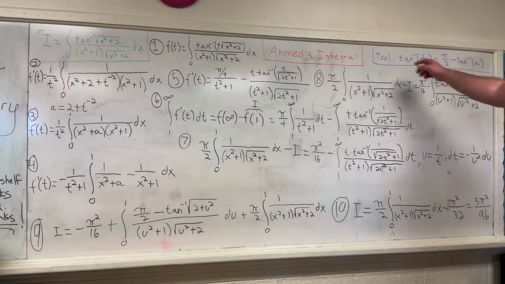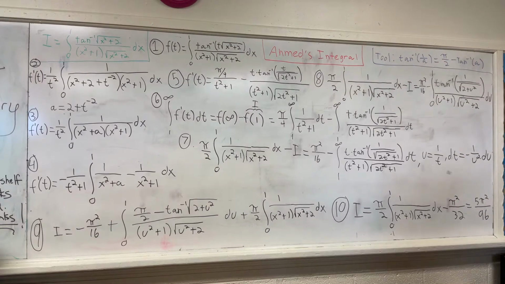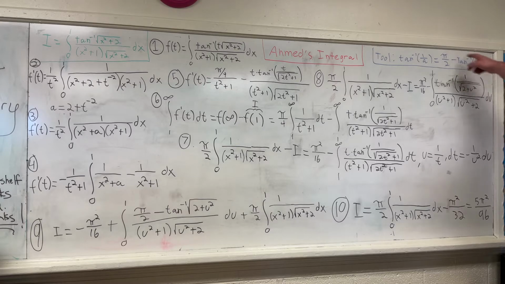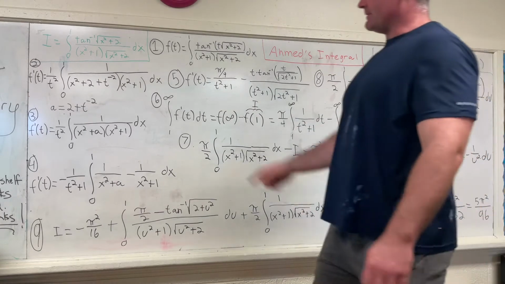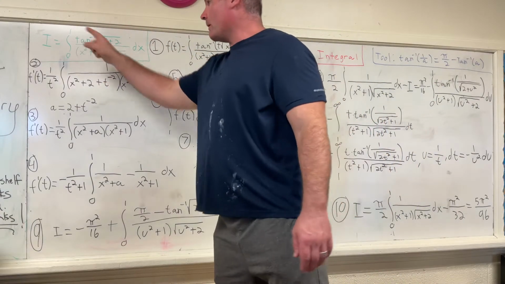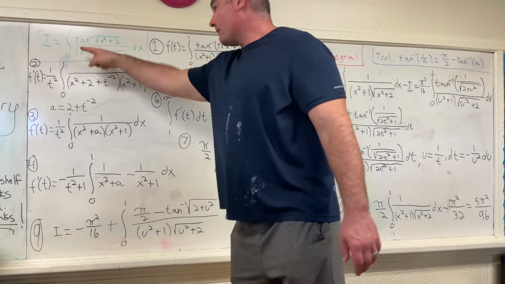Today we're going to be solving Ahmed's integral using the Leibniz rule for differentiation under the integral sign, or Feynman integration. And also we'll be utilizing this tool right here that says that the tangent inverse of 1 over a is equal to pi over 2 minus the tangent inverse of a. I'm not going to prove that, you can look it up yourself, it is true. So Ahmed's integral is this thing right here, the integral from 0 to 1 of this stuff right here.